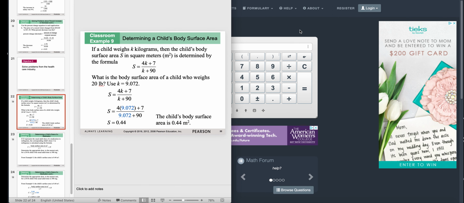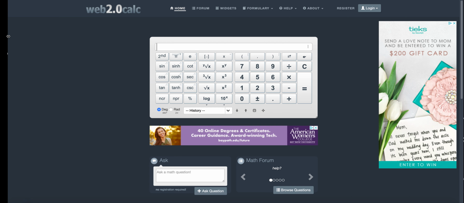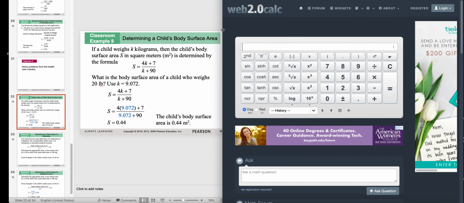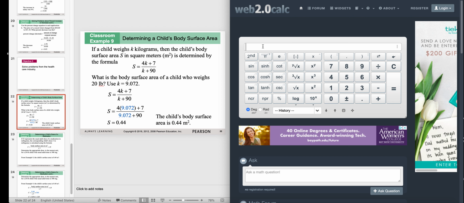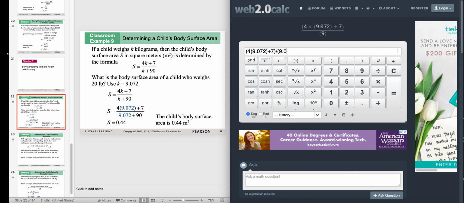In order to enter this into the Web 2.0 calculator, let me just shrink my screen a little bit. You're going to enter the numerator in its own set of parentheses. So I have 4 times 9.072 plus 7, and that ends the numerator. So I close the parentheses. Divided by, I'm going to do the denominator, 9.072 plus 90, close parentheses, and that's the end of the denominator.